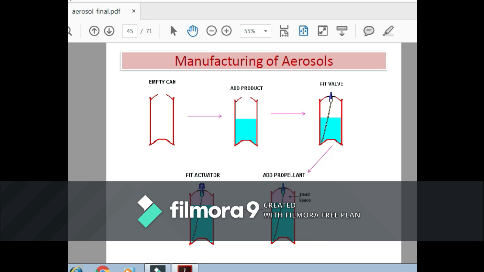See manufacturing of your aerosols. First of all, you have to select the empty can, then we have to add the content of that aerosol container, like your propellant as well as your drug, and then we have to fix your valve, that total assembly, along with your dip tube, and then after that it will be ready for the application purpose.